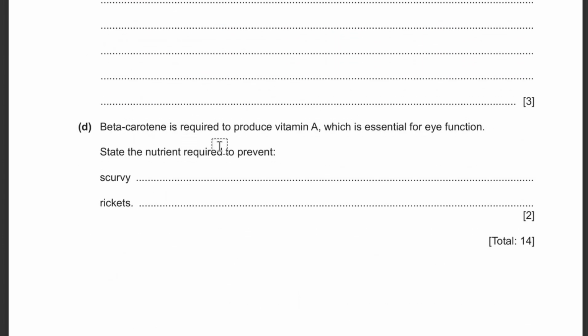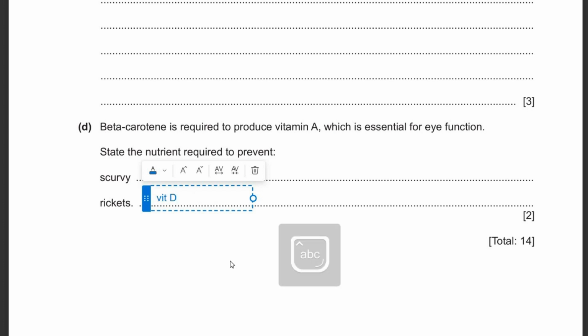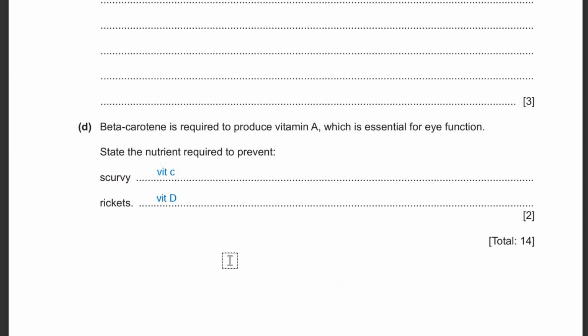Now, part D says beta carotene is required to produce vitamin A. It is essential for eye function. It is a nutrient required to prevent scurvy and rickets. Scurvy is a disease in which there is bleeding from gums, which is prevented by using vitamin C. And rickets is a disease in which there is defective mineralization of the bones in kids because of the deficiency of vitamin D, which results in the inability to absorb calcium in the body.